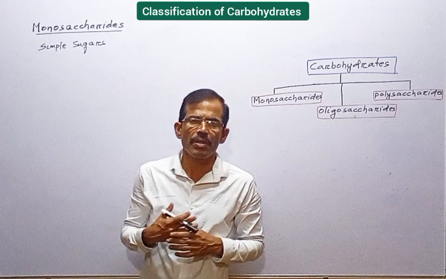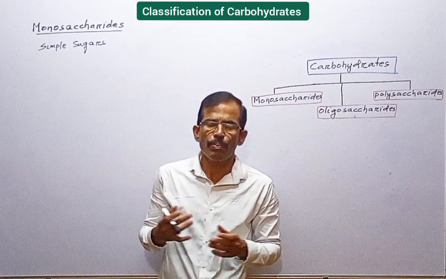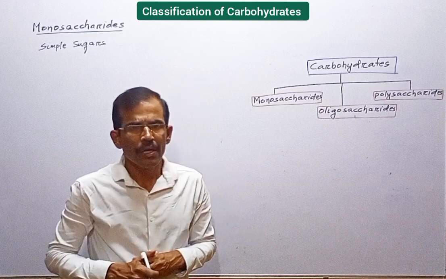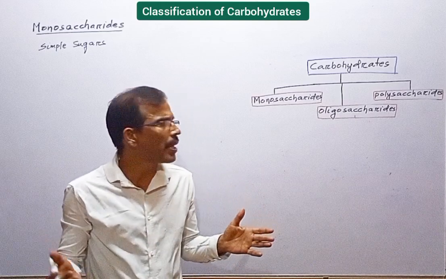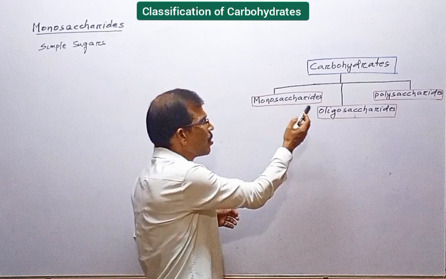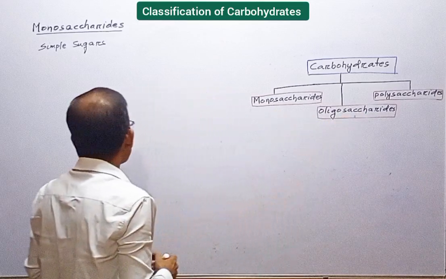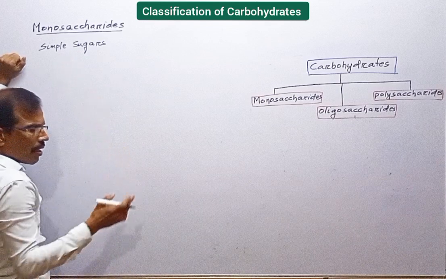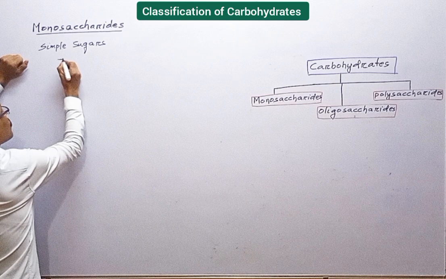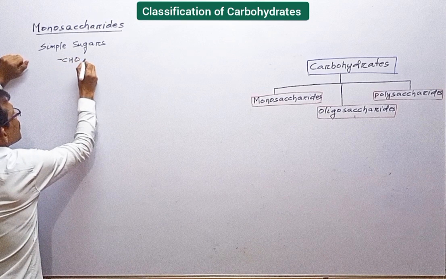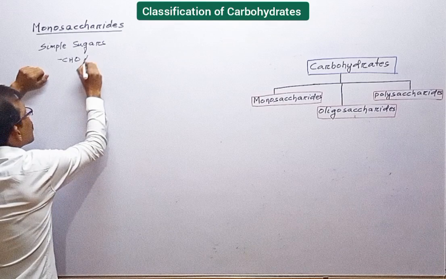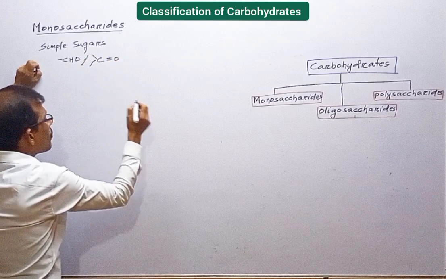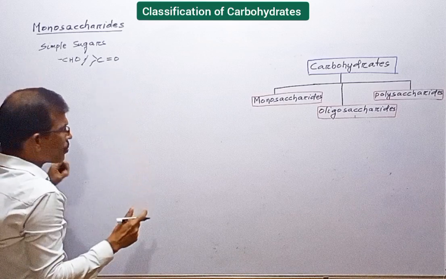Classification of carbohydrates. Carbohydrates are polyhydroxyaldehydes or ketones and their derivatives. They are classified into three main groups such as monosaccharides, oligosaccharides and polysaccharides. Monosaccharides are simple sugars. They cannot be hydrolyzed into smaller units. They possess one free aldehyde or ketone group and two or more hydroxyl groups.